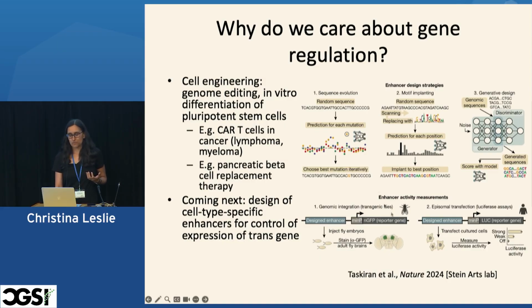And this is a paper I just pulled out, it's from Stein Aerts' lab, where they're using a machine learning model to design an enhancer for a transgene, both in Drosophila and in human cell lines, and you can see it's expressed in, I think that's the brain of the fly. Okay, so they're presenting this more as an experimental tool, but you can see therapeutic applications coming.